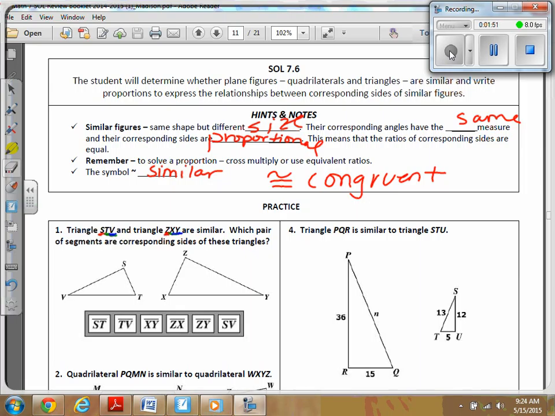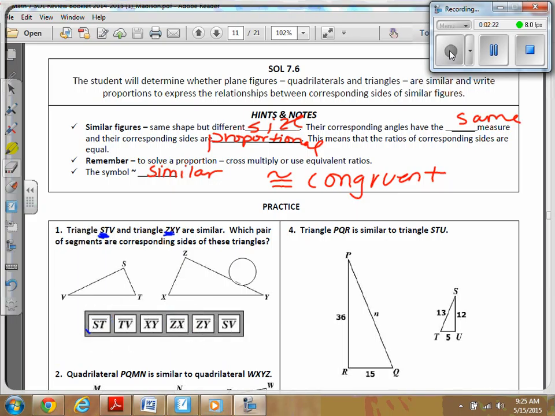So can someone raise their hand and tell me what are two corresponding sides? Nathan, you said ST and ZX. ST are the first two, ZX are the first two, so yep, they correspond. So that is one possible answer. On the SOL test, if all of you get the same question, there are a couple of different choices that you could choose. So Nathan could have said ST and ZX. Yep, that's one of them.